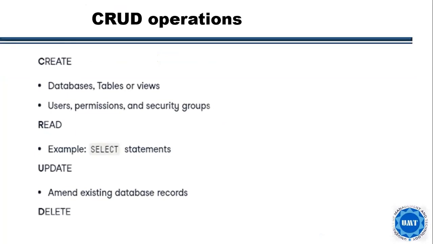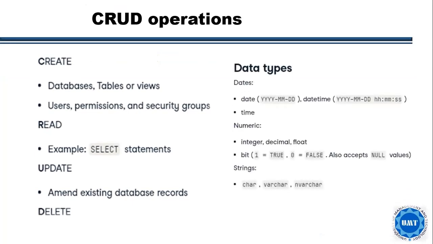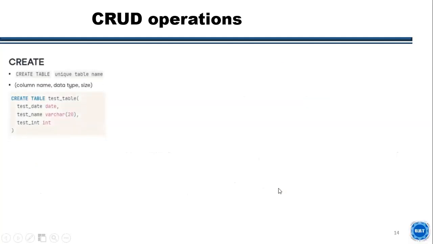CRUD operation, what does it actually mean? C for create, R for read, U for update, D for delete. Create the databases, tables, user permissions, and security groups. Read, for example, select. Update, amend. Data types: if you are going to write the date, then we will be writing year, then month, then day. And datetime has this type of syntax. Time in numeric and string forms, there are different data types.